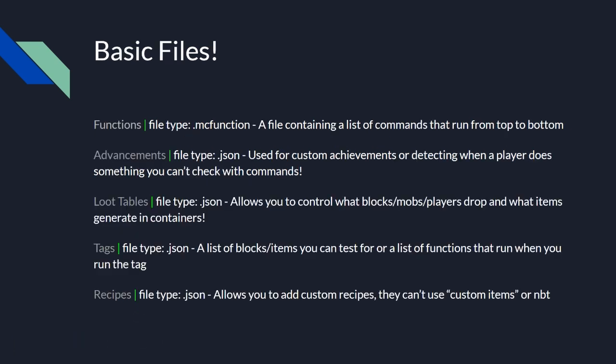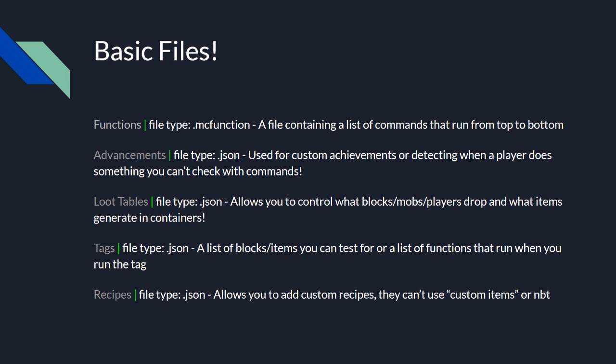So some basic files are functions. The file type is .mcfunction, obviously. And this is a file containing a list of commands that run from top to bottom, like most programming languages do. So if you had a give command, and you're giving yourself stone, but you also wanted to give yourself oak planks or something like that, it'd be give stone and then give oak planks right below it. It wouldn't be some complicated function, stuff like that.